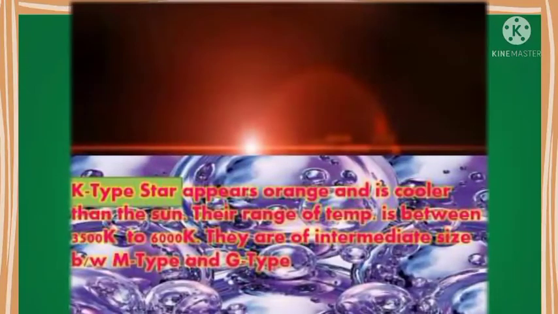K-type stars appear orange and are cooler than the Sun. The range of temperature is between 3,500 Kelvin and 6,000 Kelvin. They are of intermediate size between M-type and G-type.